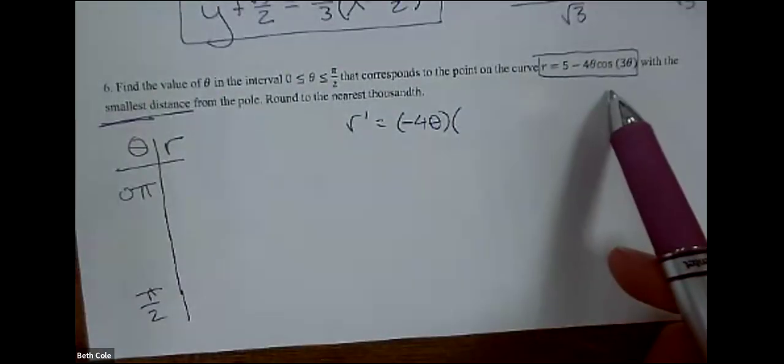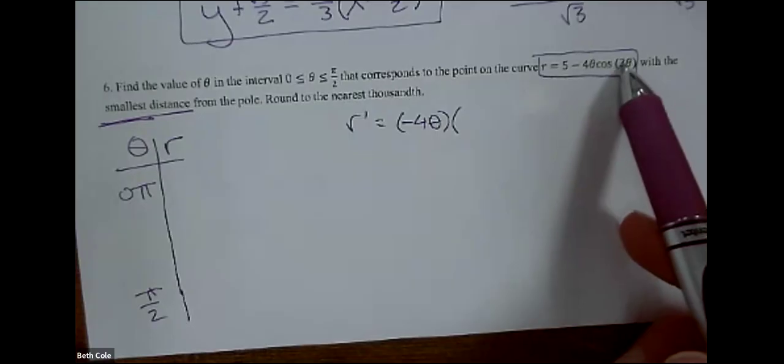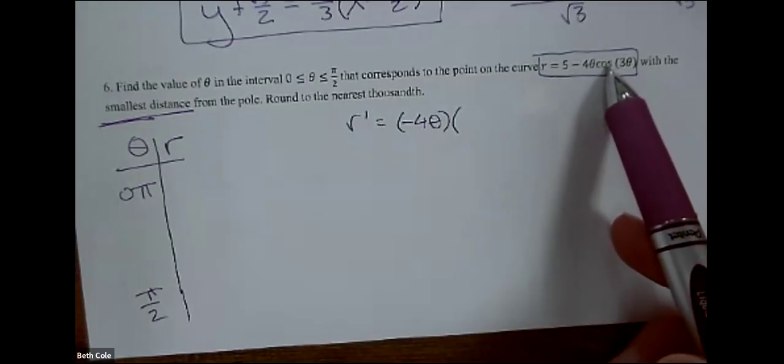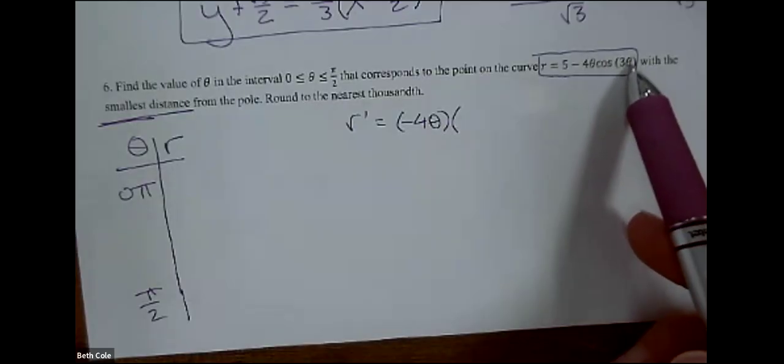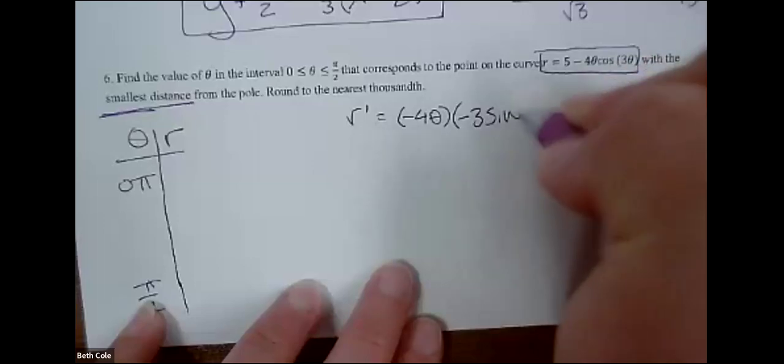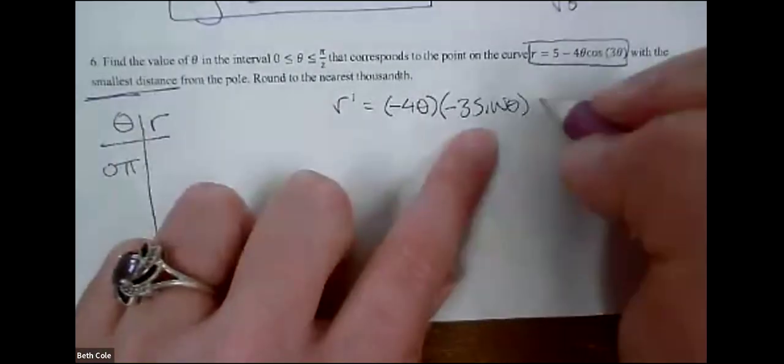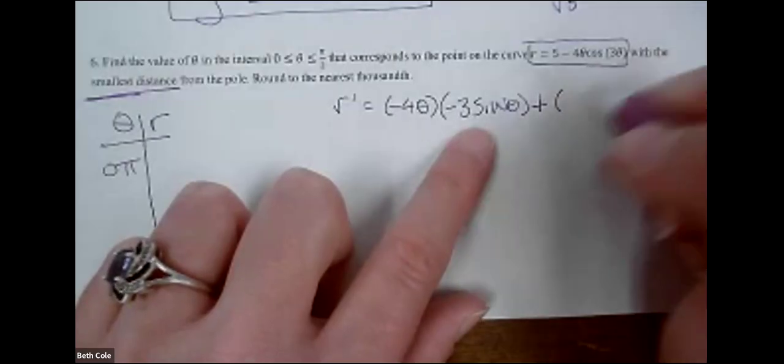5 is a constant, so that's gone. But we are going to have to do a product rule. I didn't leave enough room for a product rule. I'm going to have to scooch this over. I'm going to need more space to do a product rule. So your first function is that negative 4 theta. So that's first thing, times derivative of the second. What rule is that? Good. Perfect. Derivative of cosine is negative sine, and you'll need to chain on a 3. So that's first times derivative of the second plus the second function.